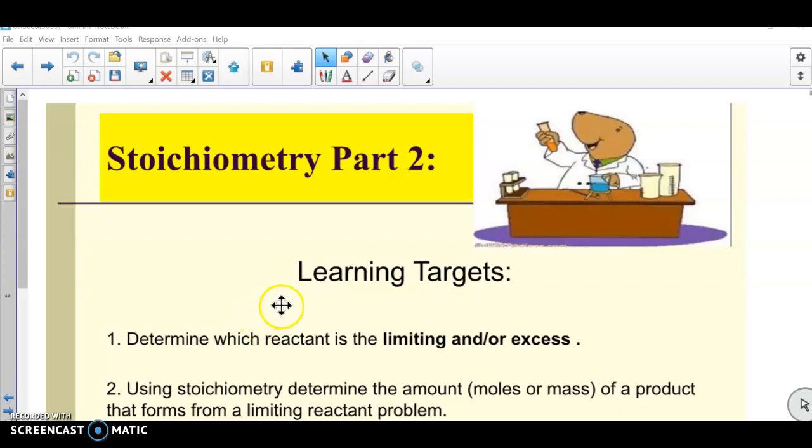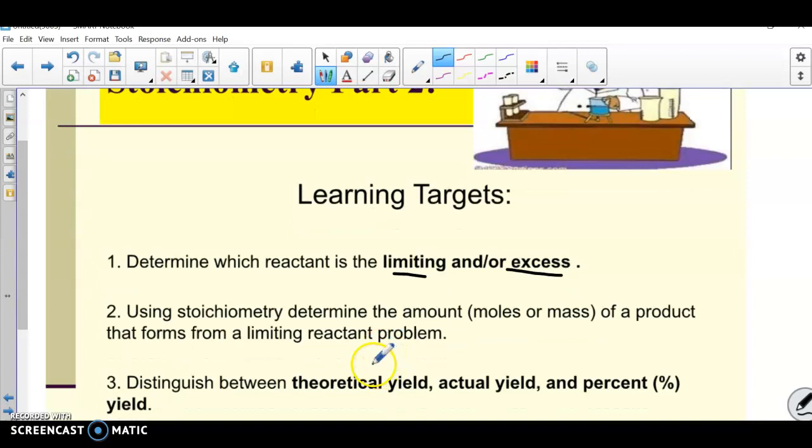Okay, we are going to continue on with stoichiometry. This part 2 has to do with what we call limiting reactant problems. So we are going to learn what is limiting, and what is also the excess reactant or reagent. We're going to use stoichiometry just like we've been using, and it seems like everybody's okay with that.